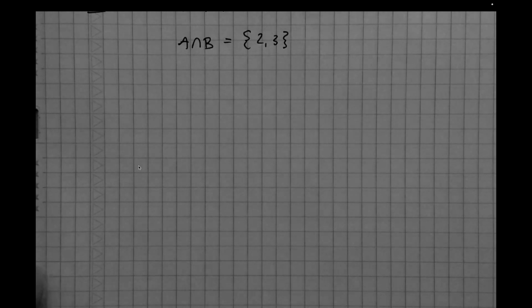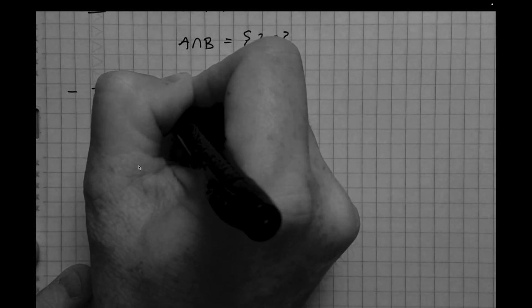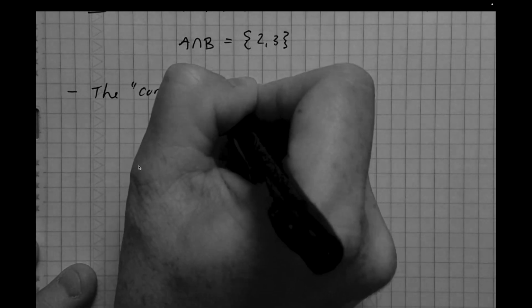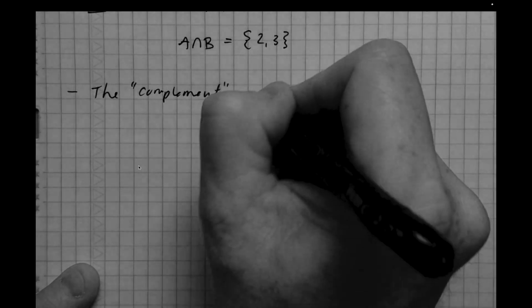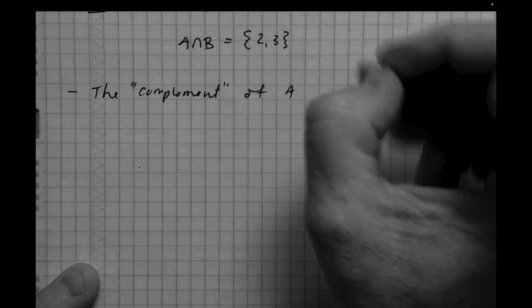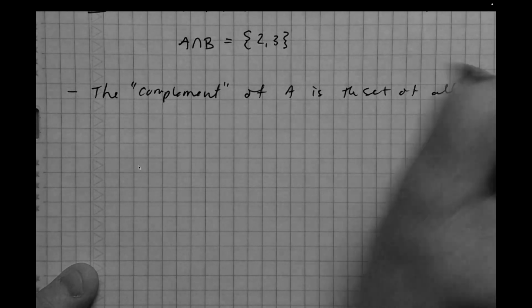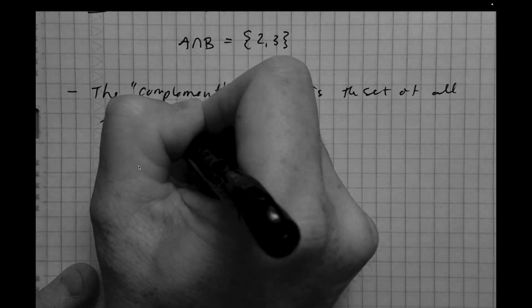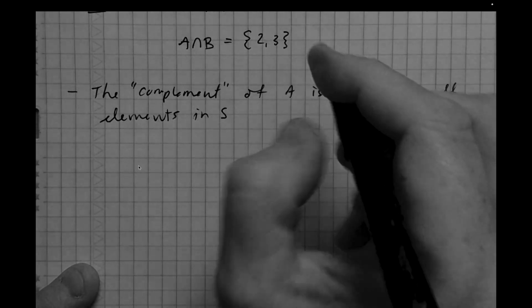The other item that's important is the complement. The complement of A is the set of all elements in the universe, in S, that are not in A.